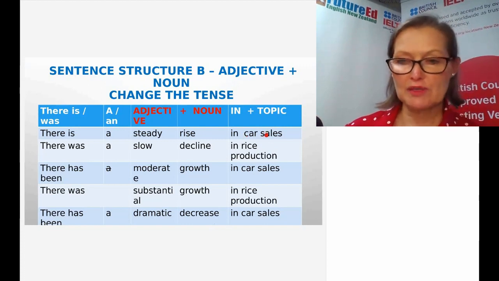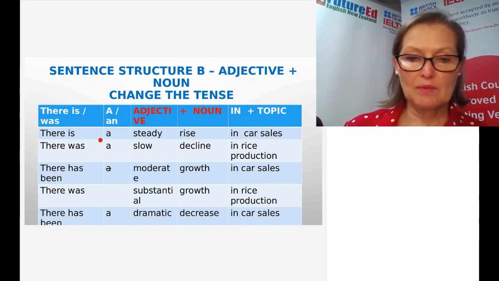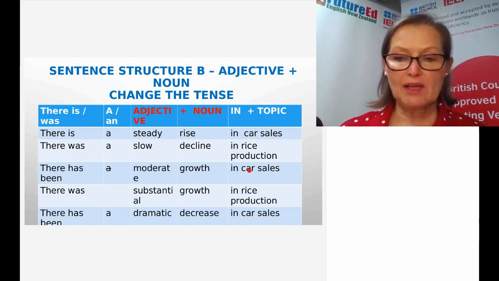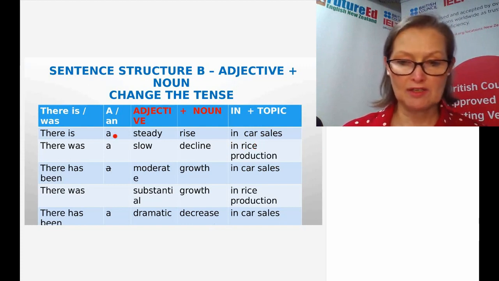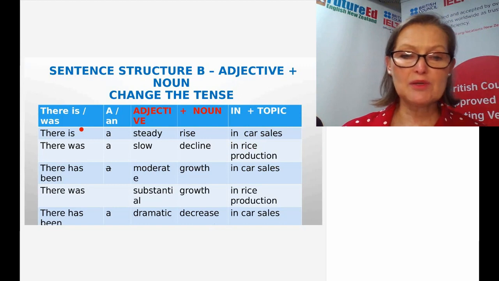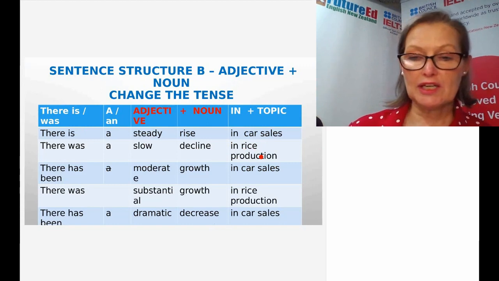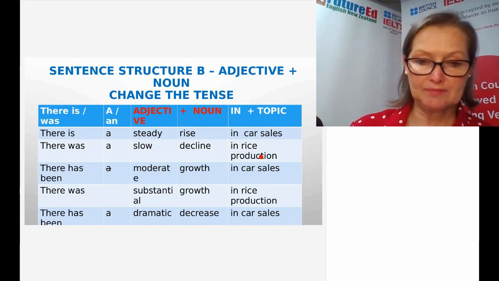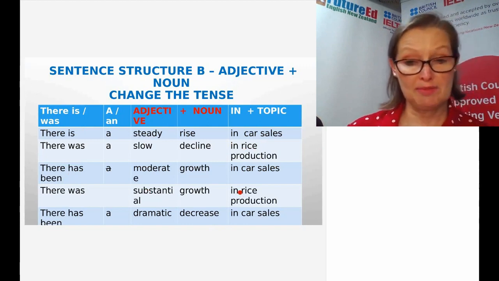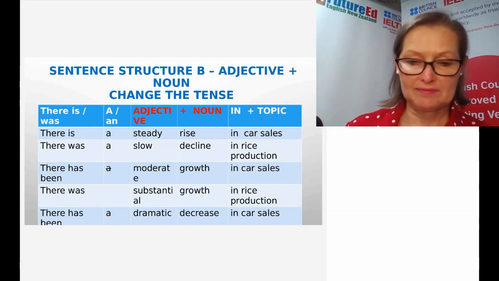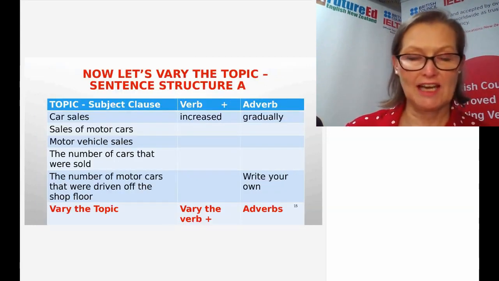So you might want to take a screenshot of that one. Once again, there we are using a number of different verbs. Have a look at the difference in my topic. Here I'm using both car sales and rice production. I'm still using there is or there was a slow decline in rice production. There has been or there was substantial growth in rice production. Good. And let's move on to the next slide.